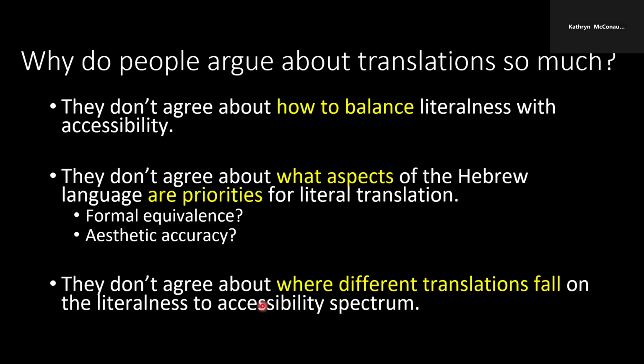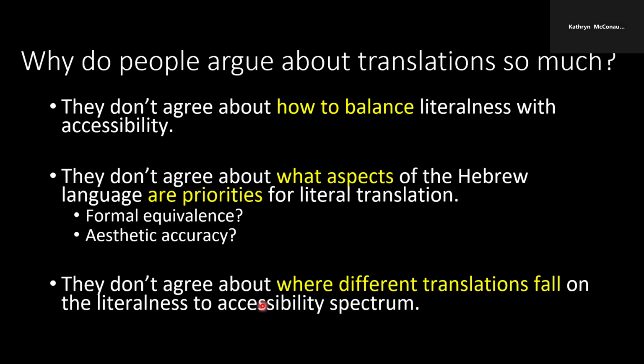So, in these different camps, people don't agree about how to balance authenticity with accessibility. They also may not agree what aspects of the Hebrew language and the Hebrew text are priorities when you're translating more authentically. Is it more important to be formally authentic, go form for form? Is it more important to be aesthetically authentic, make a beautiful text into a beautiful text?